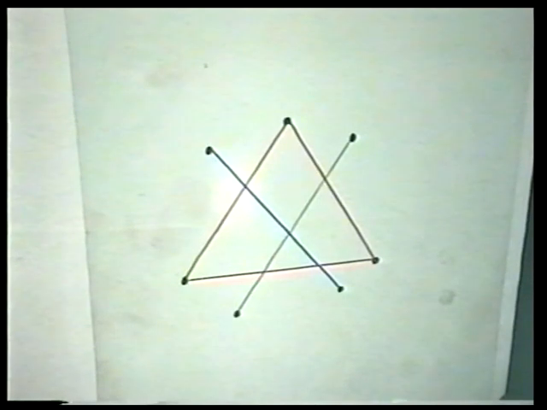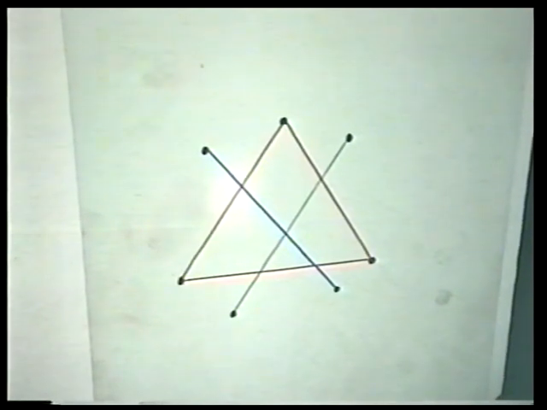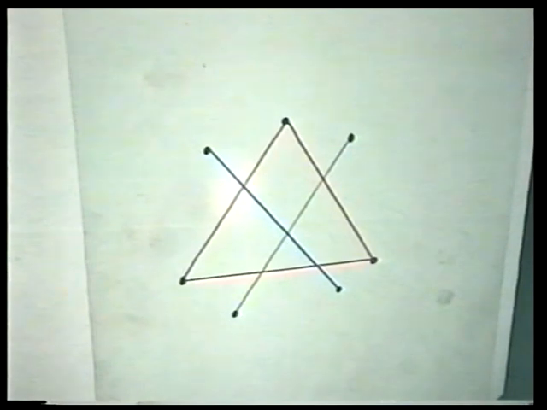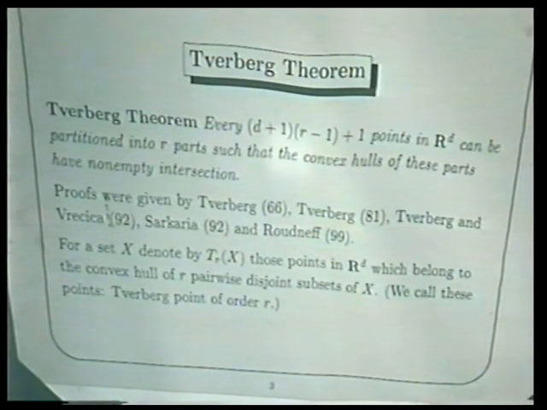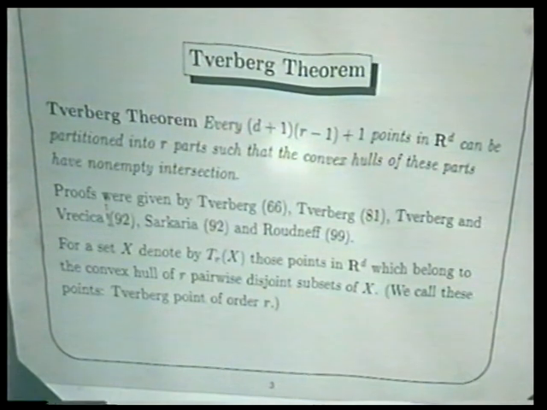Tverberg's theorem was proved by Tverberg in '66, and then Tverberg himself found a somewhat easier proof in '81. These two proofs were quite difficult. Once I taught the second proof in class, and it took 6 hours, something like that. Then Tverberg and Vrećica, and Sarkaria, found much simpler proofs in the same year. Although a new proof is found every 6 or 7 years, I heard about these two proofs on exactly the same day. And Roudneff recently found another very nice simple proof.